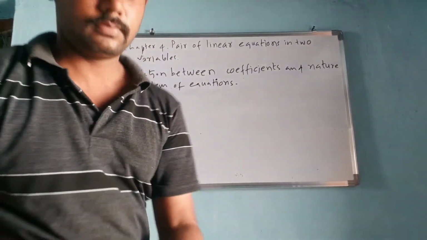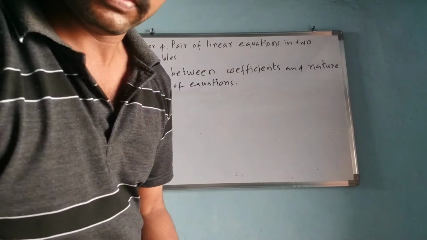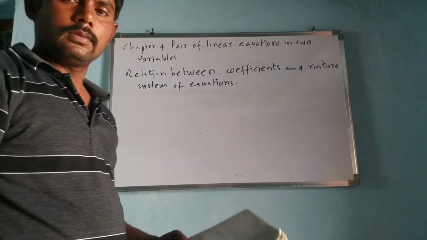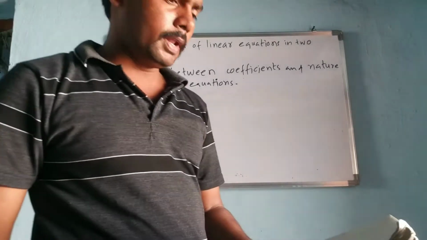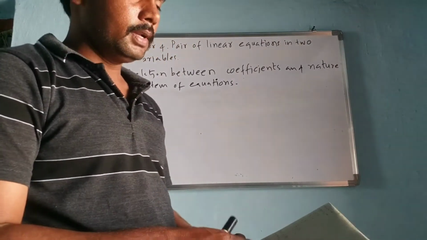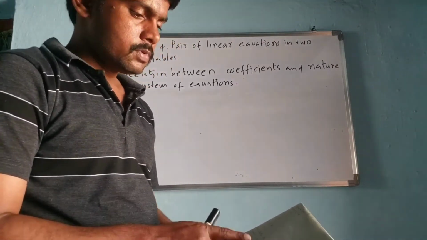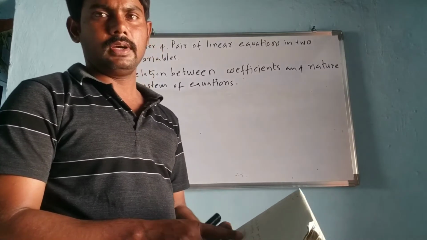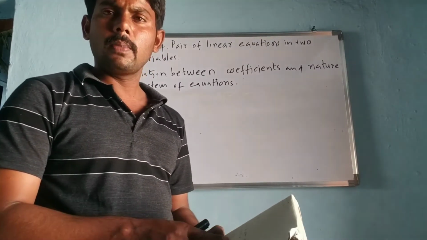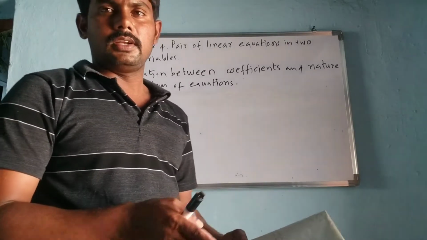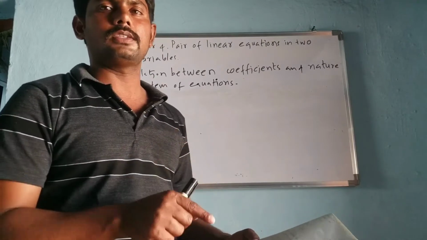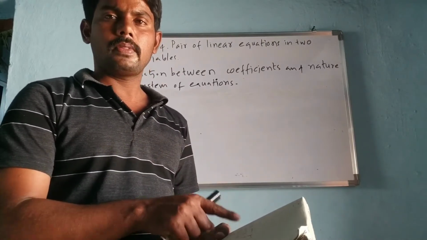First one is the question: check whether the given pair of equations represent intersecting, parallel or coincident lines. This is nothing but asking us to find the nature of the system of equations. We have to find out whether they are intersecting, parallel, coincident, or whether they are consistent or inconsistent.